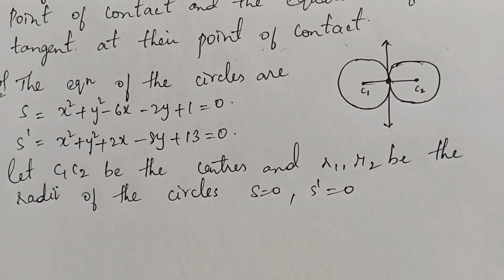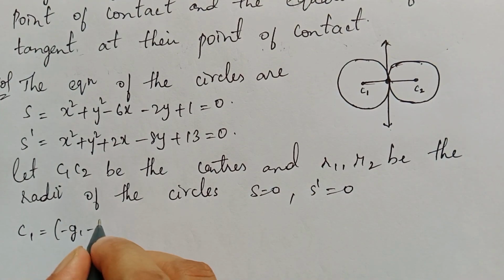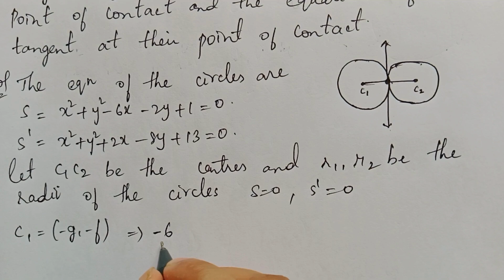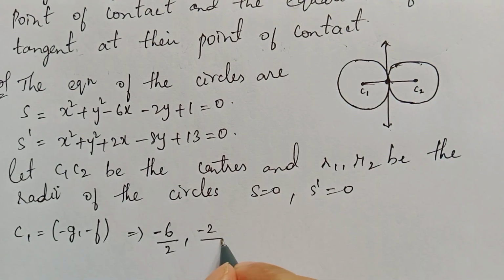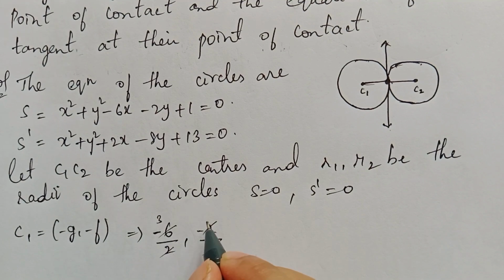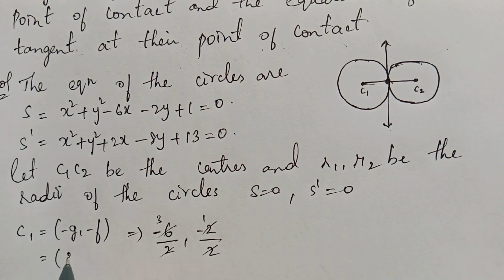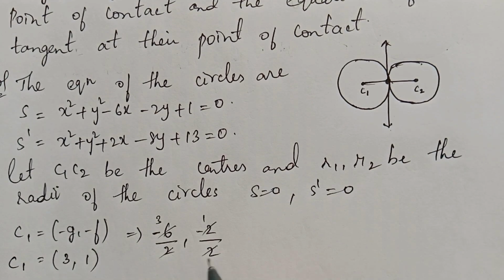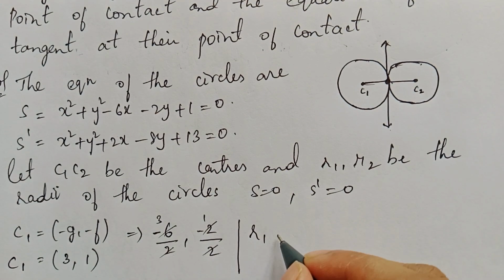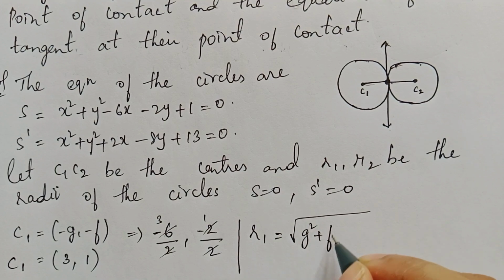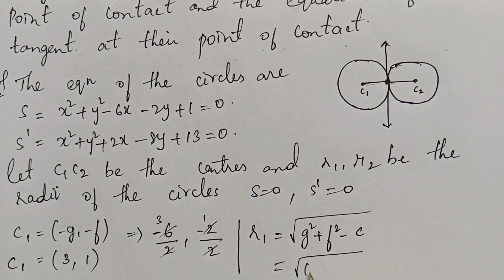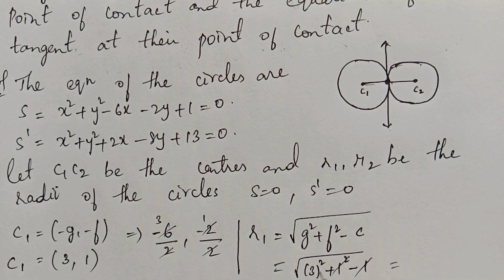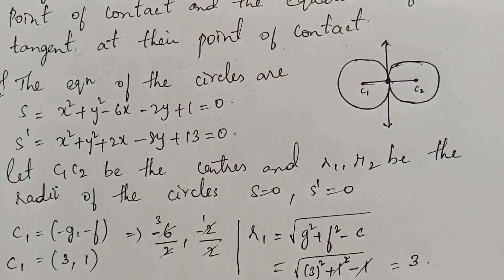Now we know that the center is minus g comma minus f. Minus g is the coefficient of x divided by 2. So it is minus 6 by 2 comma, and here it is minus 2 by 2. When we cancel it out, we get minus 3 and minus 1. Negative of negative becomes positive, so C1 is (3, 1). Now we calculate R1, which is root of g square plus f square minus c. So this is 3 square plus 1 square minus 1. Plus 1 minus 1 gets cancelled. Root 9 is 3. So the R1 value is 3.